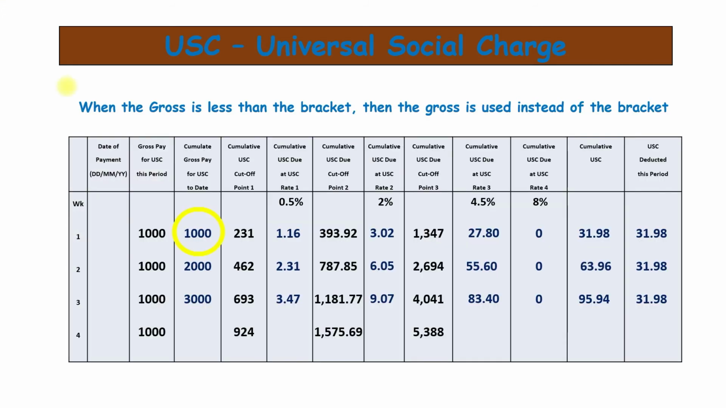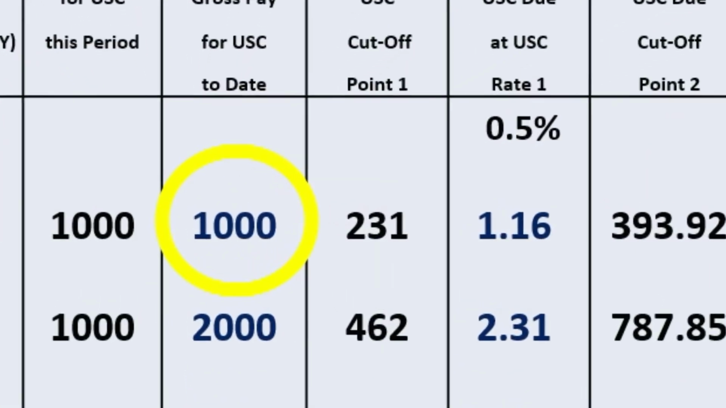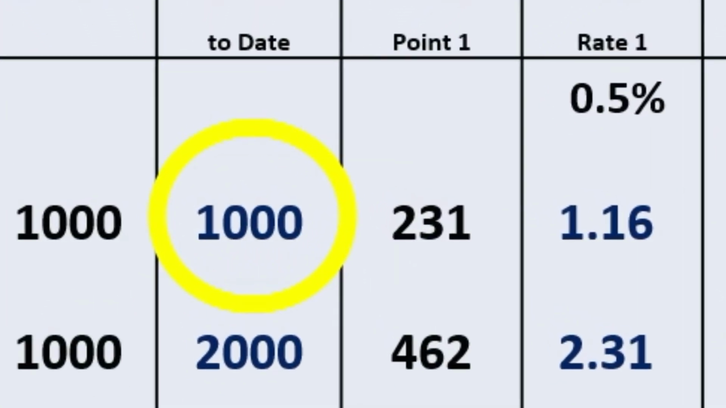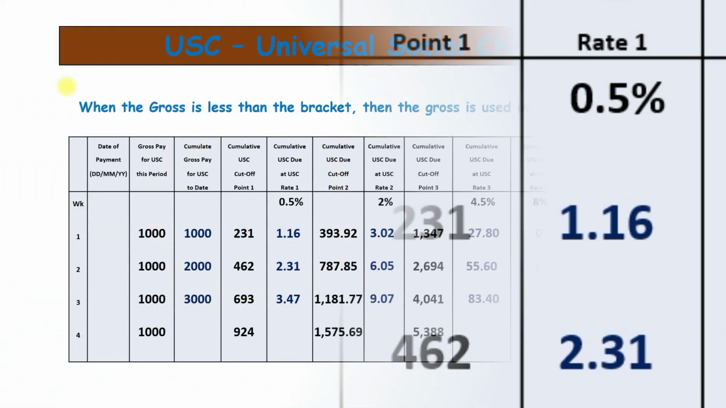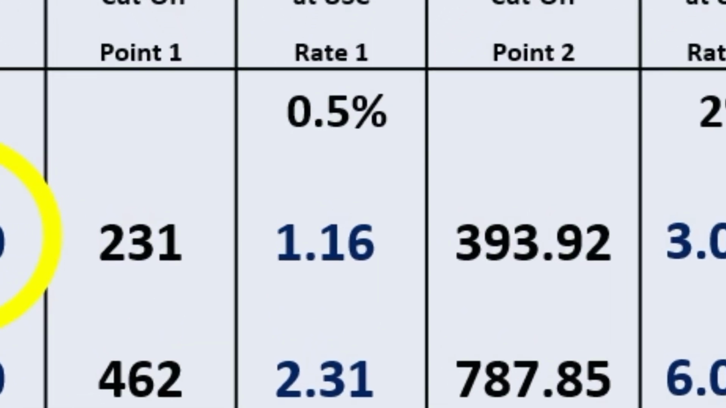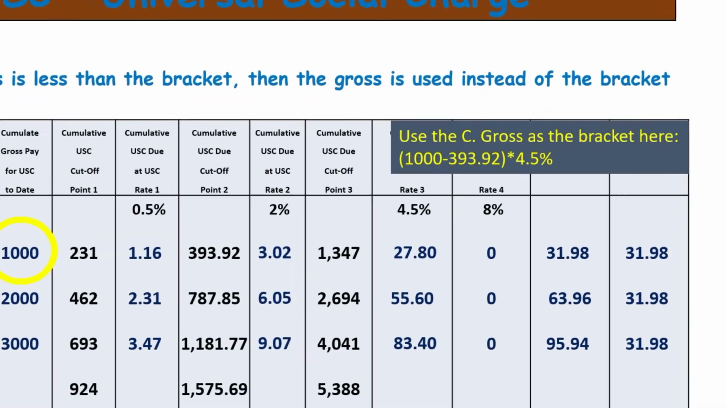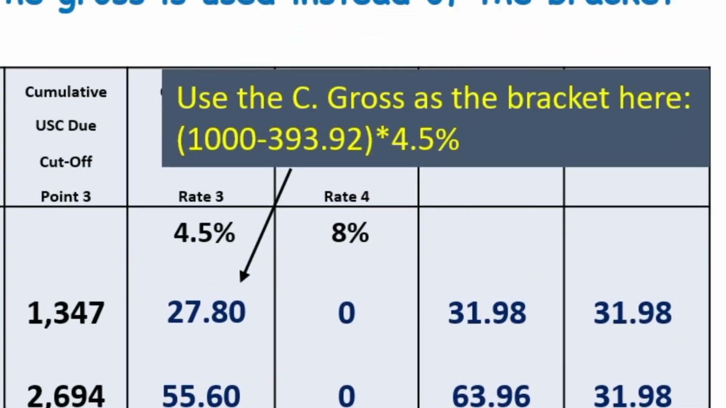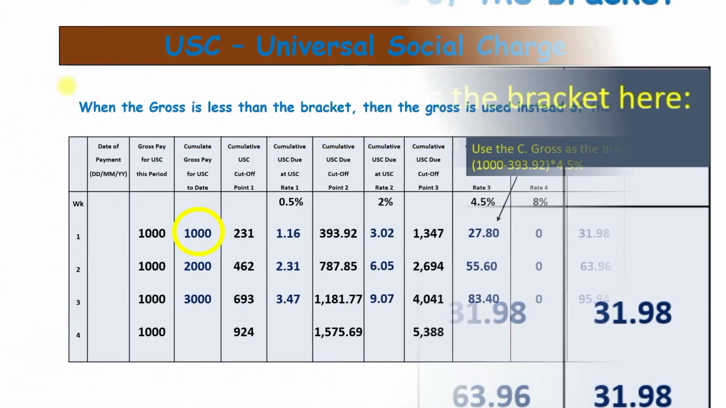In this example, the gross is 1,000 and is lower than the third cutoff point. We get 0.5% of 231 as usual, 2% of 393.92 minus 231. But the gross has not reached the third cutoff point. We then use the cumulative gross as the third cutoff point, so 1,000 minus 393.92 is calculated at 4.5%, giving us 27.80.